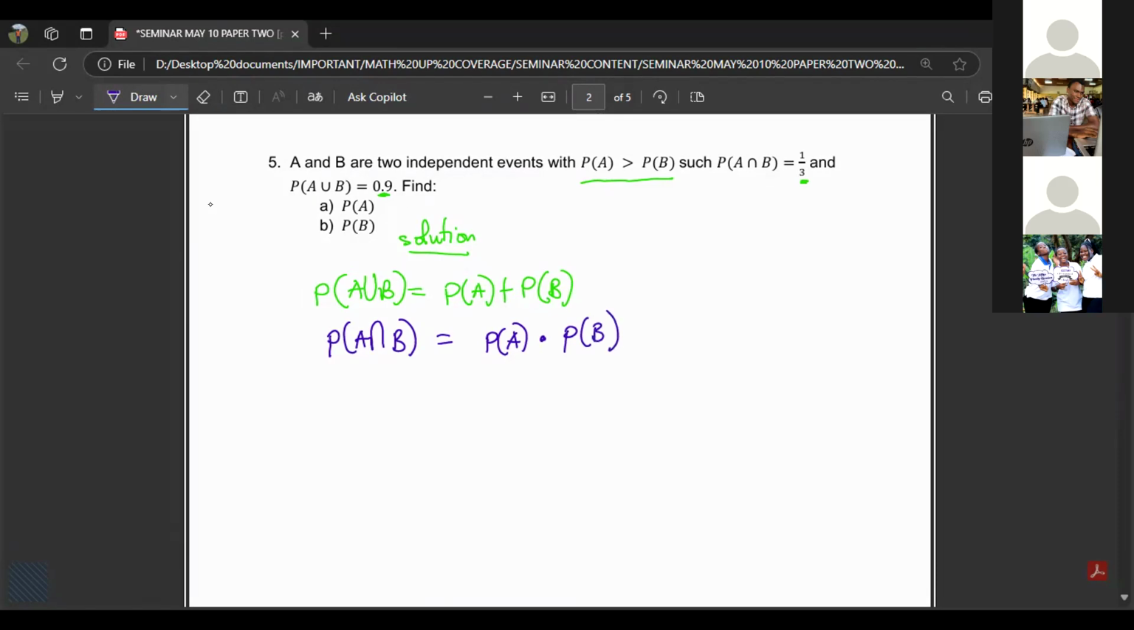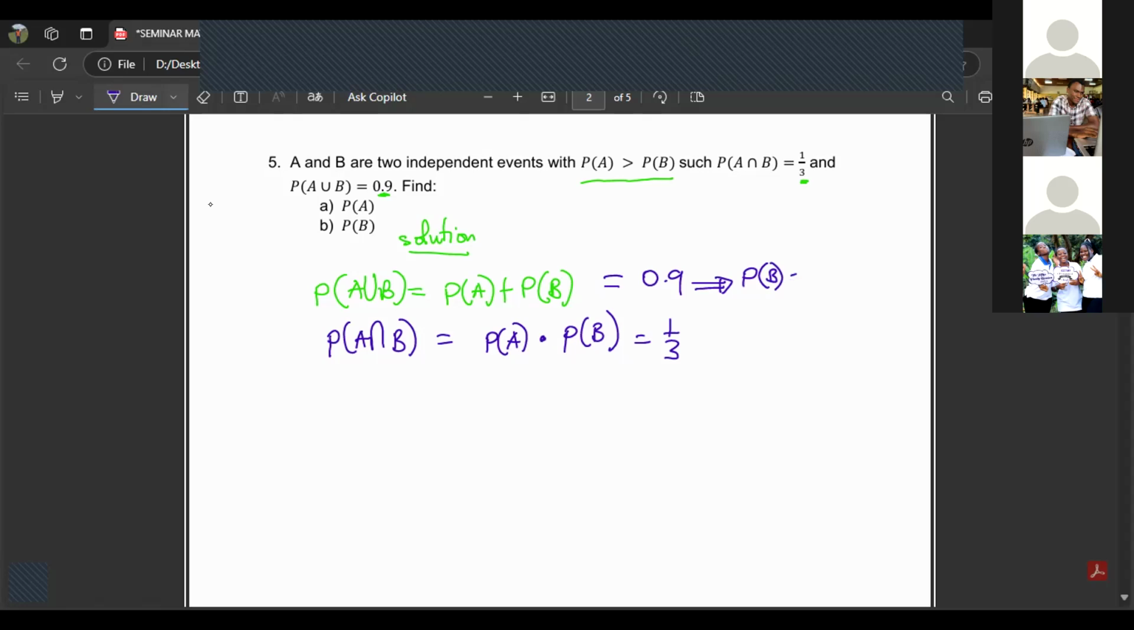Yeah, and we have these values already. So we can use these and we solve for A and B. So we can substitute for, let's say, the probability of B, and we shall have the probability of B is equal to 0.9 minus the probability of A.